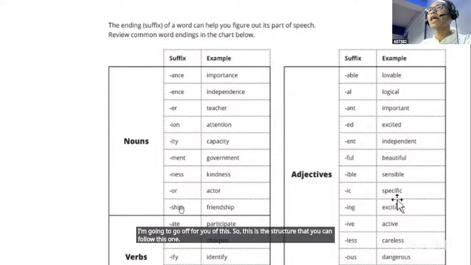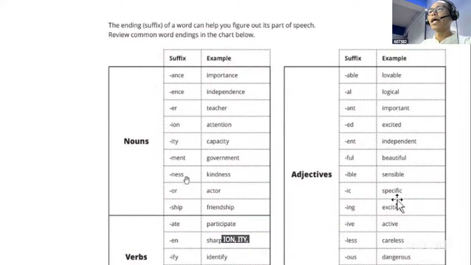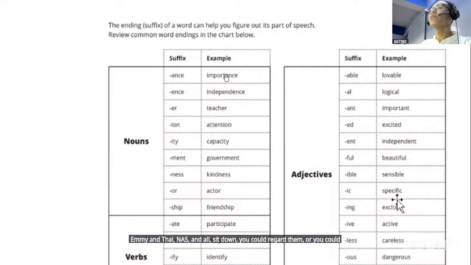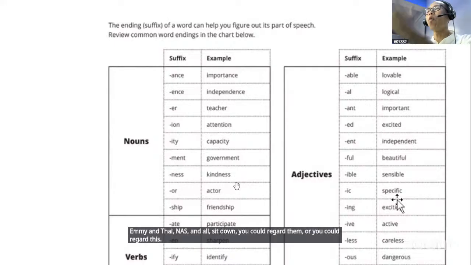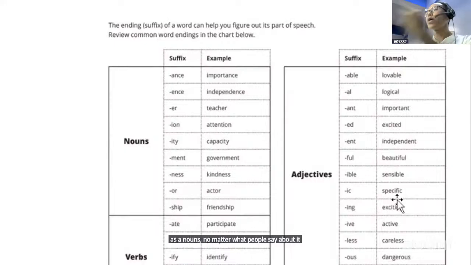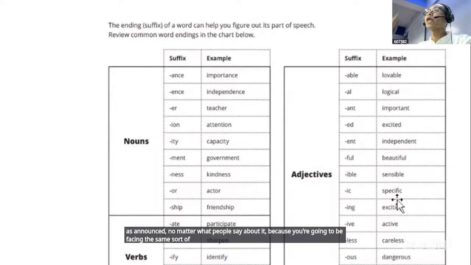So if you see any words ending with ANCE, ENCE, ER, ION, ITY, MENT, NESS, or SHIP, then you could regard them as nouns, no matter what people say about it, because you're going to be facing the same sort of structures when seeing the options, especially in the reading part.